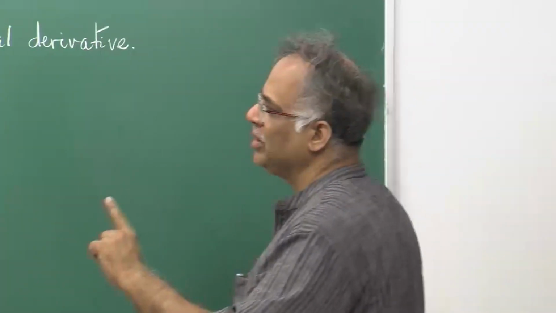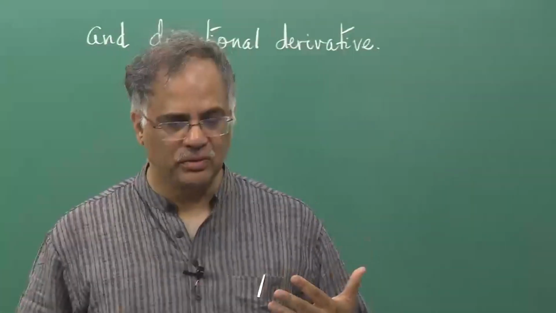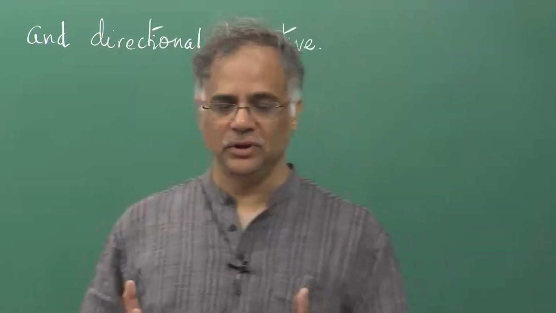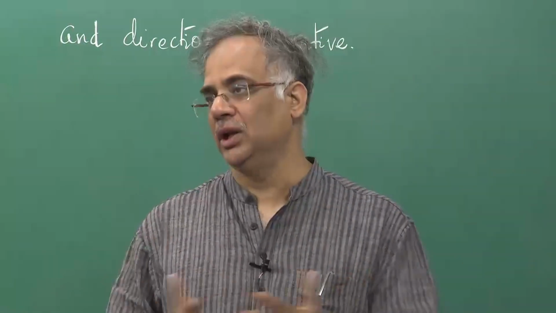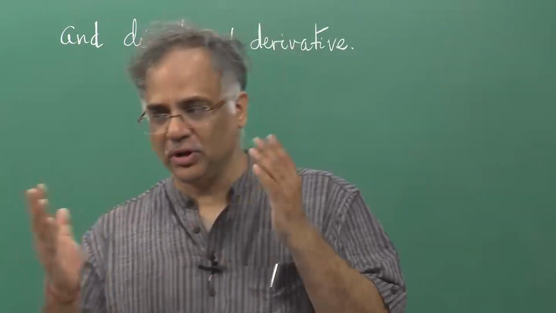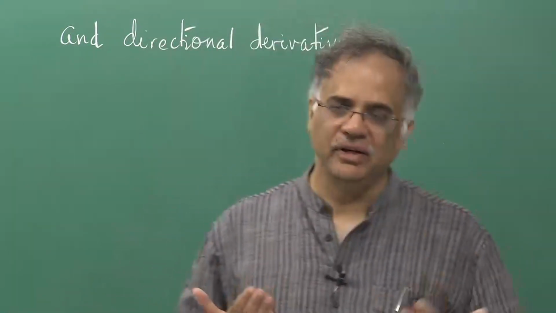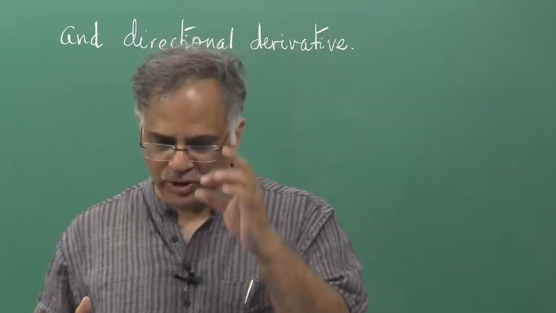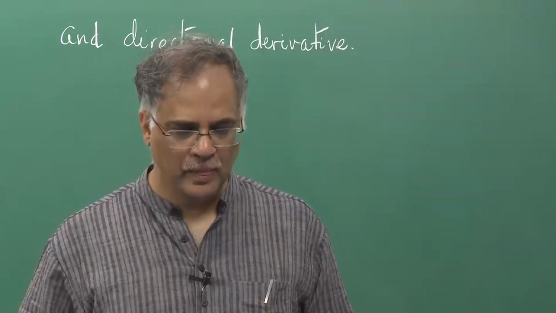We have spoken about a gradient vector when we spoke about the derivative of a function f in higher dimension, from Rn to R, R2 to R, whatever. We spoke about the gradient. Gradient is nothing but a column vector which consists of all the partial derivatives.